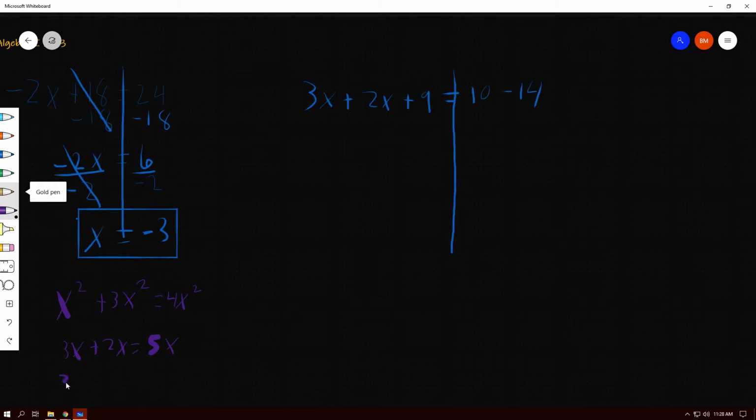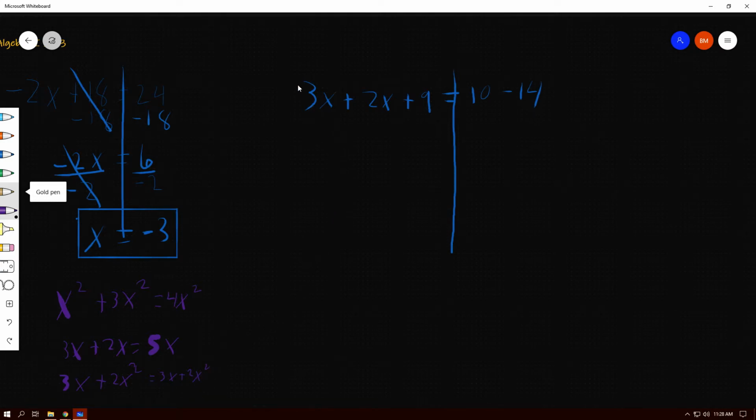If I have this scenario, 3x plus 2x squared, we have one x term with no exponent, even though we know it's a 1, we just don't write it. And then we have a 2x squared. These are not like terms, so we can't combine them. So we will just leave them as 3x and 2x squared.